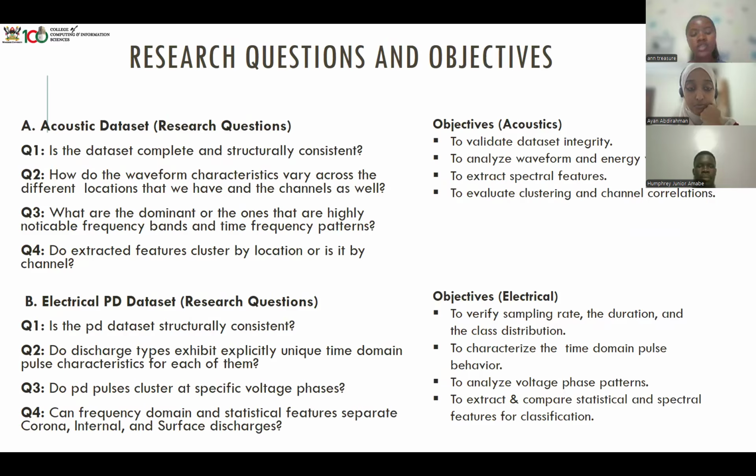The questions that we looked at: we aim to verify the data, how complete our data is, and the different characteristics of the waveforms, to extract any features, and to also evaluate clustering and channel correlations, especially in the acoustic dataset. With the electric dataset, we also aim to see if the dataset is consistent. We also aim to extract the different features, especially the time domain pulse behavior, and also analyze these patterns, and extract and compare any features for classification.